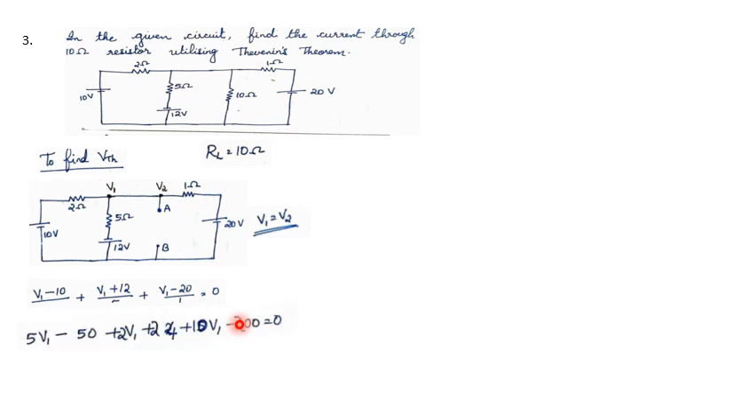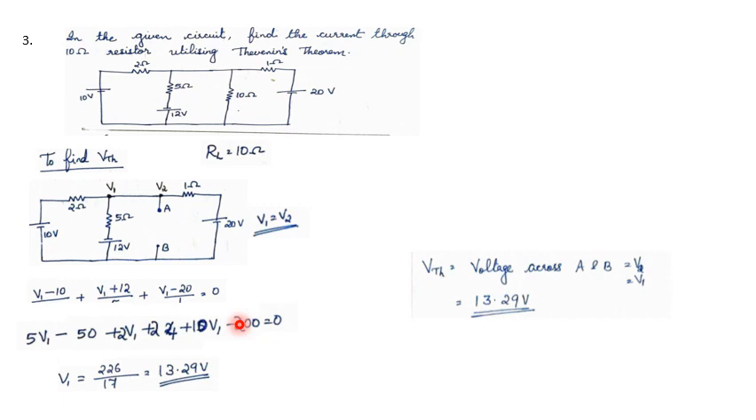From this equation, we can find out the value for V1. It will be equal to 13.29 volt. So we got VTH as 13.29 volt. VTH is V2, which is equal to V1. So it is 13.29 volt. The next step is to find the Thevenin resistance.